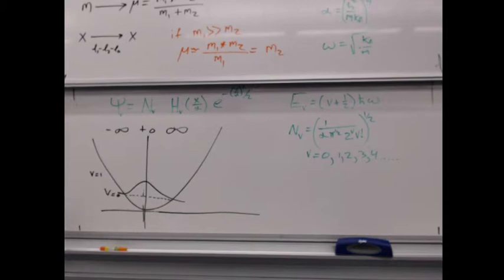I would encourage you to look in your textbook. Your textbook actually has some really fantastic pictures of what the different probability distributions look like. So this is your probability. This is your Gaussian squared. You just get an e to the minus x squared over alpha squared. This is your probability distribution. Your textbook has some really fantastic pictures that are drawn better than I can draw.